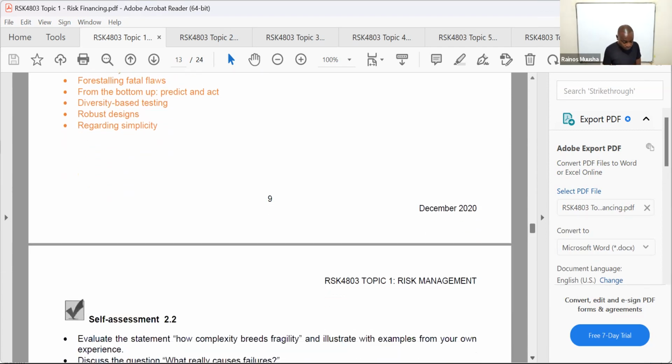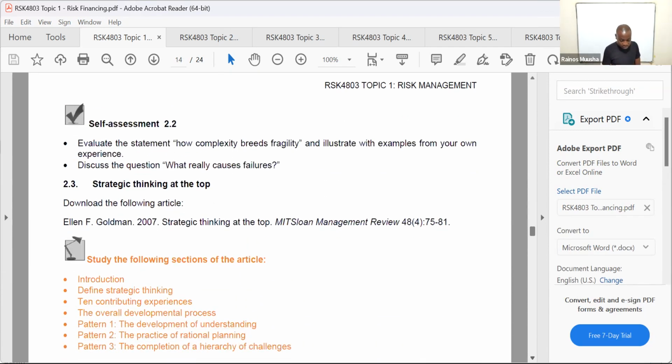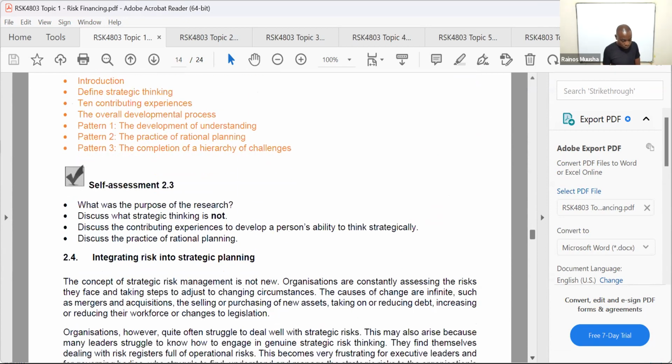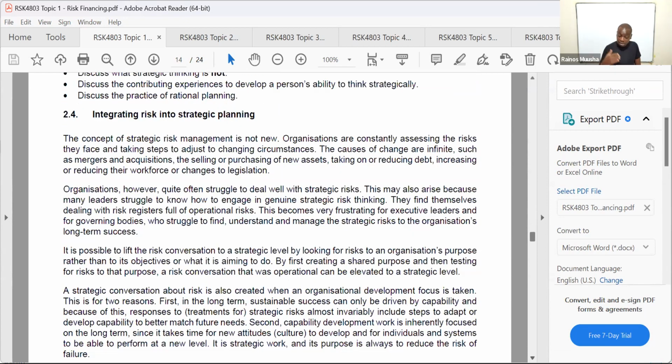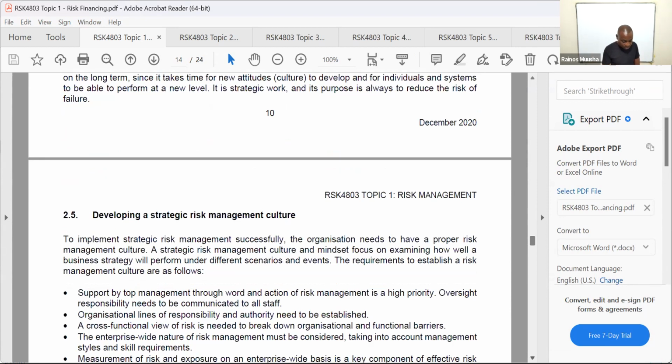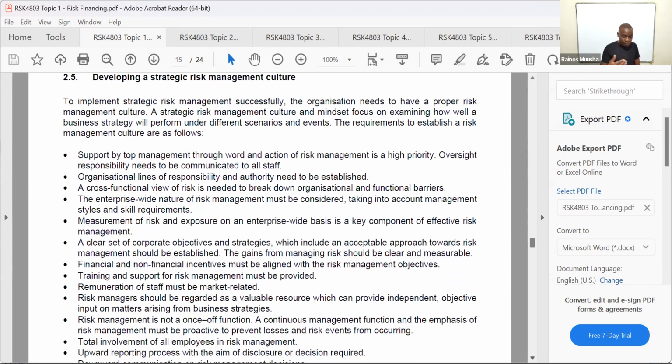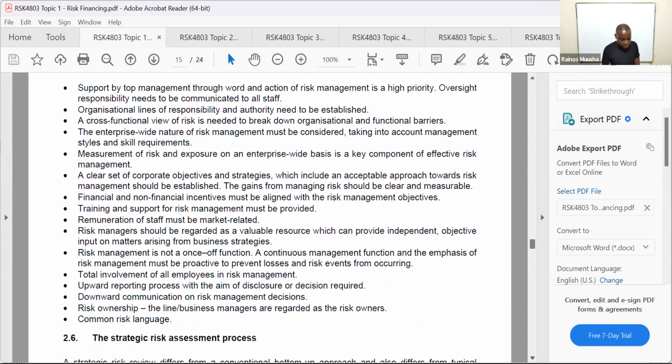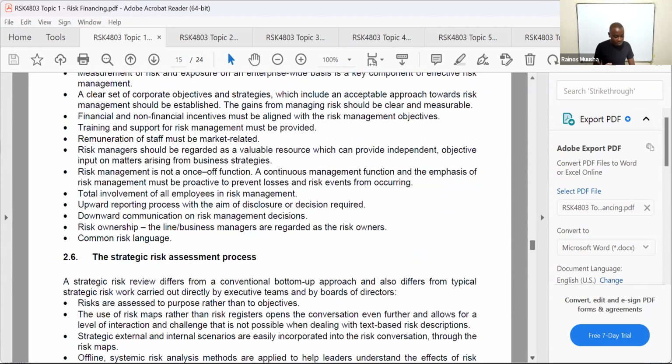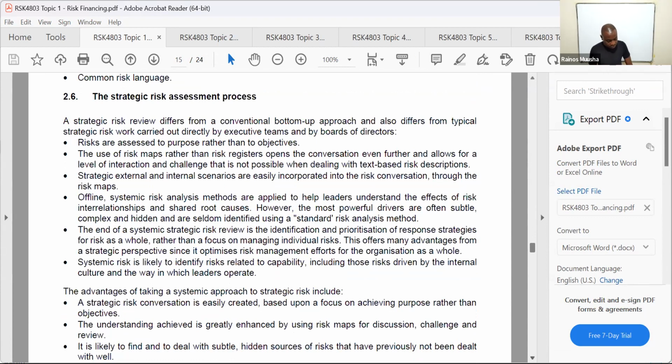So you see that from Study Unit 2, you also look at strategic thinking at the top. Then they also give you integrating risk into strategic planning, which is 2.4. Remember this, there's no article for 2.4 or 2.5. 2.5 looks at developing a strategic risk management culture. There's no article for it. 2.6 looks at the strategic risk assessment process. There's no article for it.